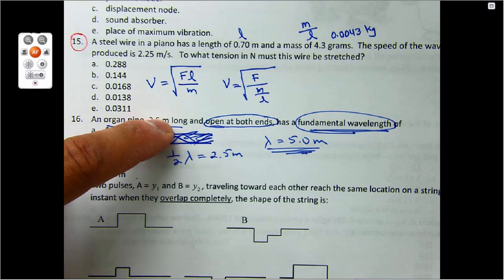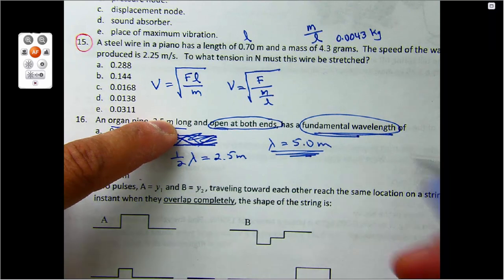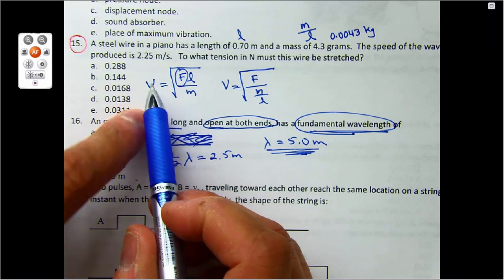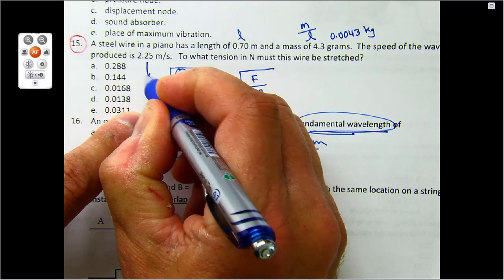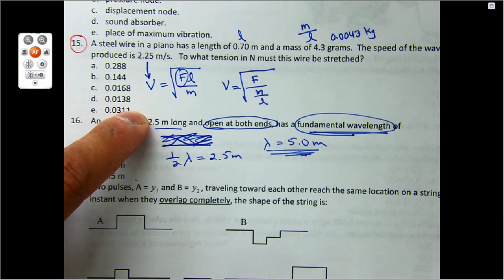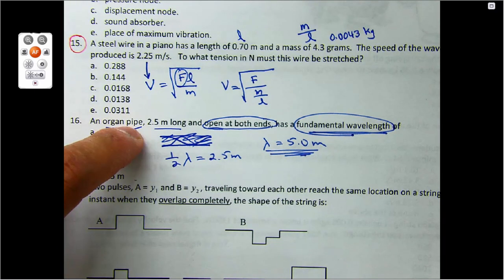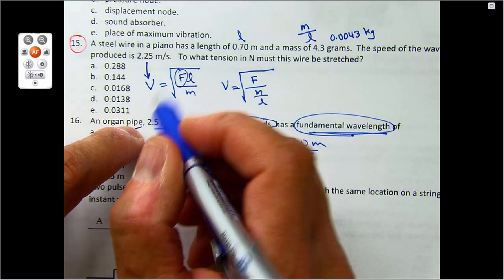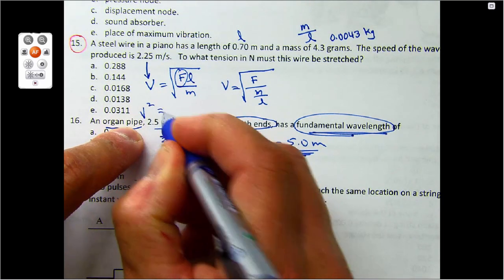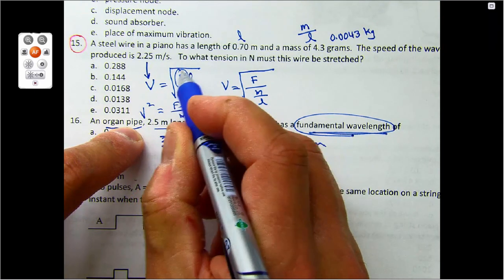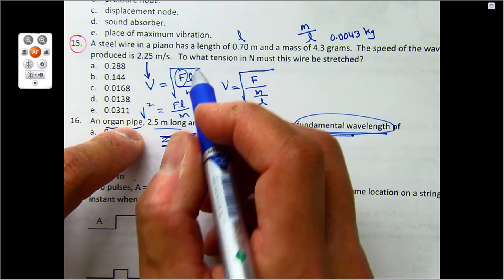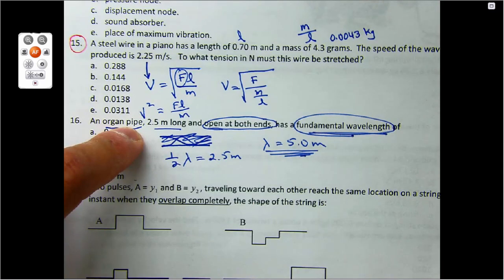So, to what tension must the wire be stretched? Then that's going to be the force. So you're going to square both sides. If this is the speed, we can square both sides and solve for F. Yeah, because you're going to end up with V squared is equal to FL over M, right? Because when we square the square root, we get rid of it. Yep.